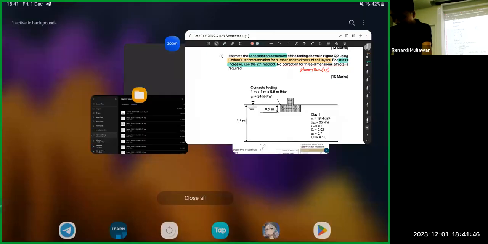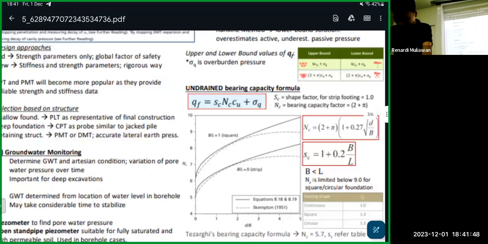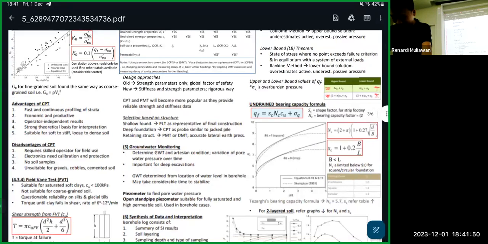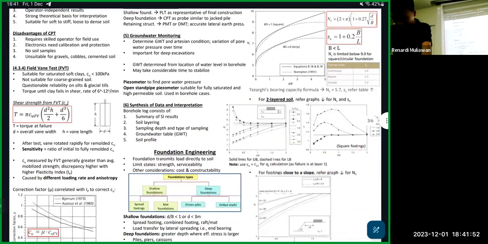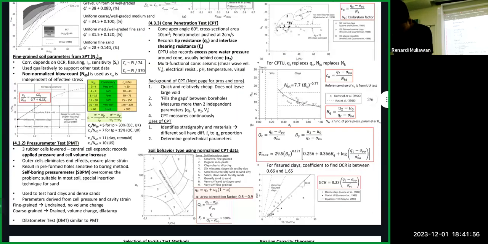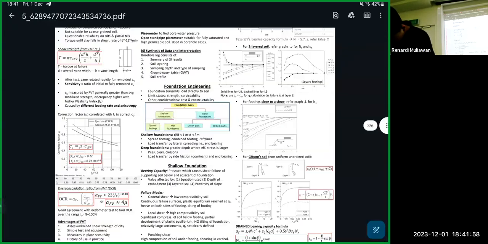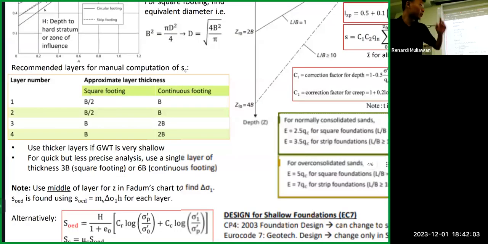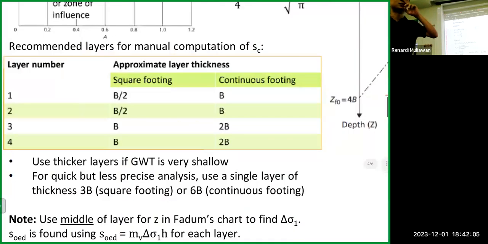This one, for some reason, they never give. You need to memorize it. I'm quite surprised. Where is it? I remember it's here. Yeah, sorry. Yeah. Here. So recommended layers for manual computation of SC. Okay, so we're doing square footing, right? So the layers are 4 layers, B over 2, B over 2, B and B.